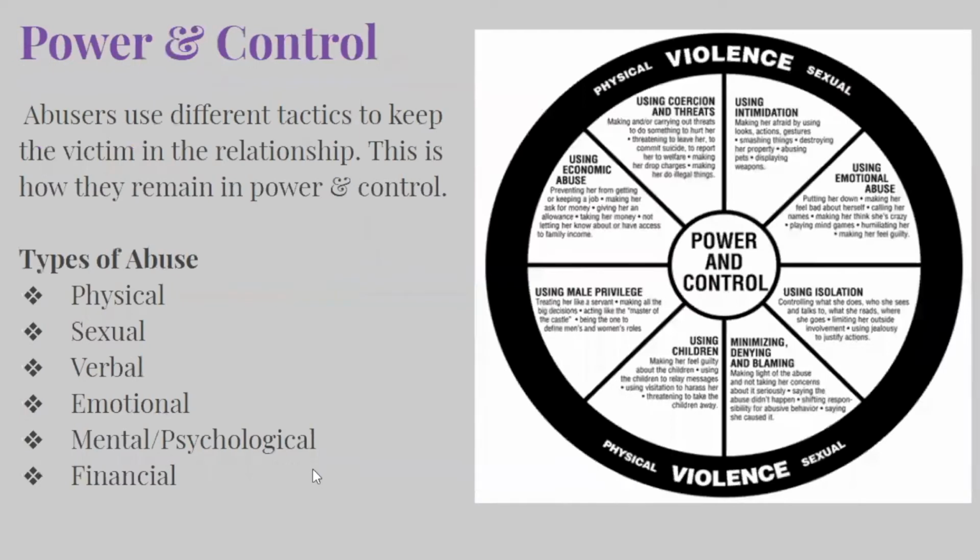Okay, so you may have seen this power and control wheel somewhere. Basically, what it covers is it shows you all the different types of ways that abusers may try to maintain power and control over their partner. And so it gives you different examples. The most common forms of abuse that we hear about would be physical, sexual, and verbal abuse. But there are other types of abuse.